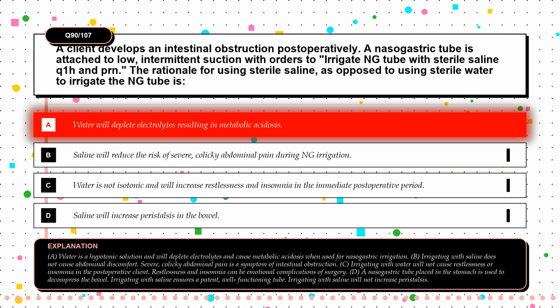C. Irrigating with water will not cause restlessness or insomnia in the postoperative client. Restlessness and insomnia can be emotional complications of surgery. D. A nasogastric tube placed in the stomach is used to decompress the bowel. Irrigating with saline ensures a patent, well-functioning tube. Irrigating with saline will not increase peristalsis.